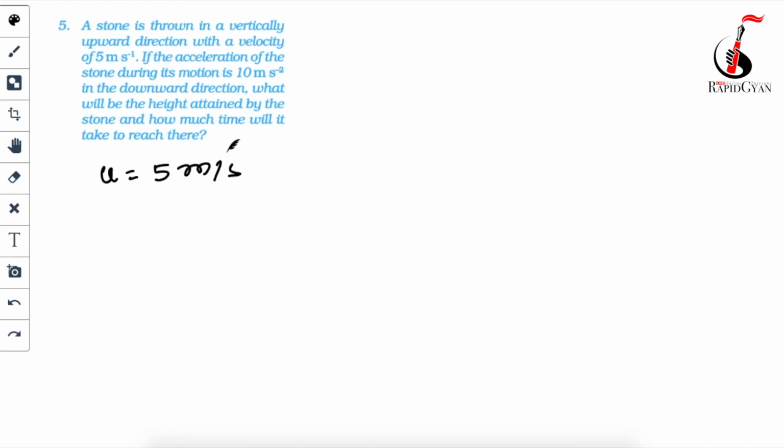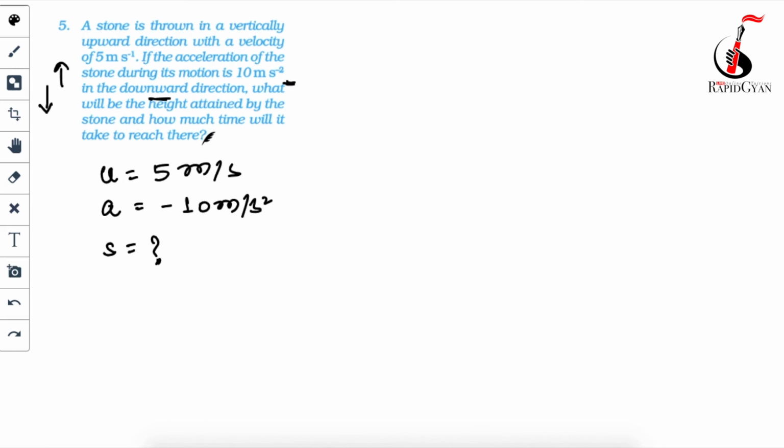If the acceleration of the stone during the motion is 10 meter per second square in the downward direction, and now your stone is going up but your acceleration is in the downward direction, means the a will become minus 10 meter per second square. Now what will be the height attained by the stone? In this case, height is actually displacement. Height means your displacement. You will have to find it out.